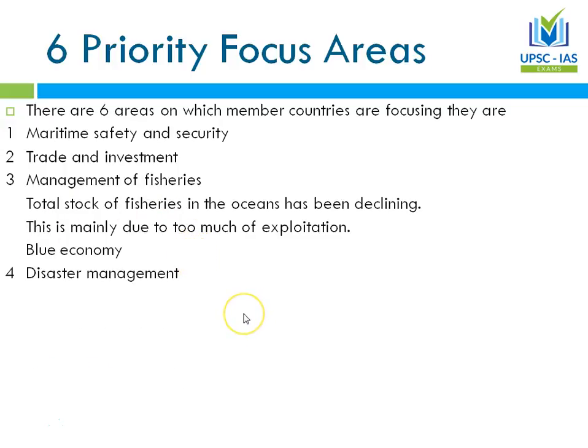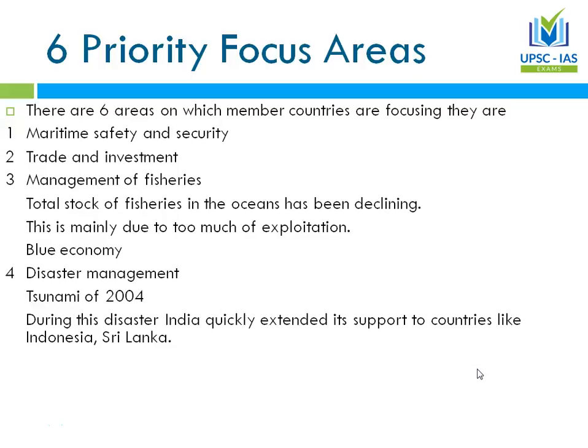Disaster management, tsunamis. In 2004, we all know that the Indian Ocean had a huge tsunami. Countries like India, Sri Lanka, Indonesia and Thailand were affected by this catastrophic tsunami that took place in 2004. But the good thing is that India is, generally speaking, considered a big brother in this region of the Indian Ocean, and it quickly extended its support to countries like Indonesia and Sri Lanka during this tough time of the 2004 tsunami. Science and technology.